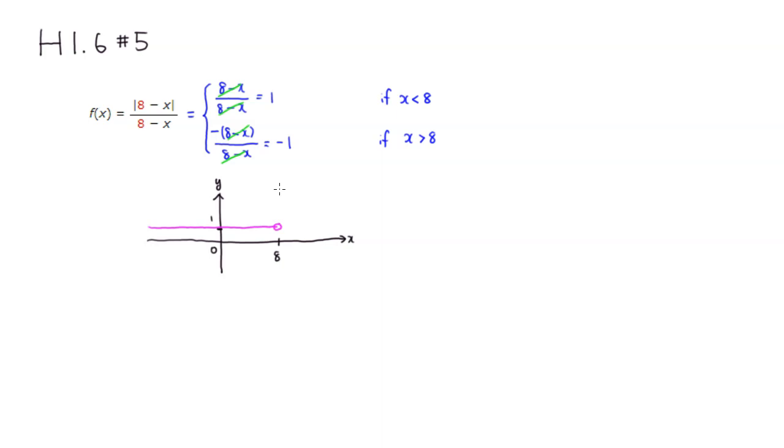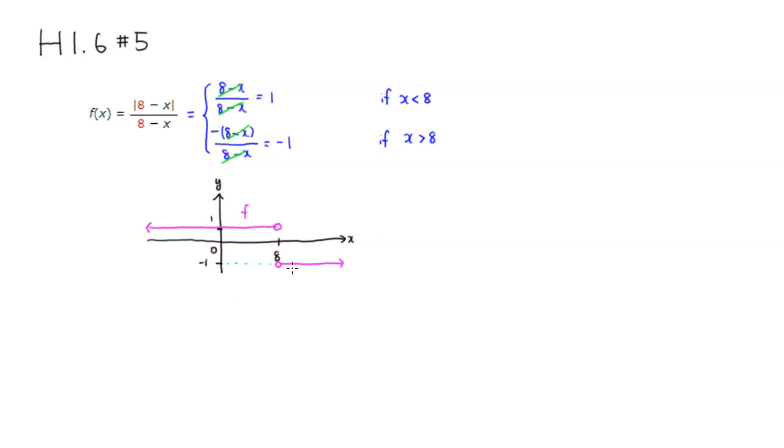After that, it's going to be negative 1. So you put the negative 1 right here, and it's going to start from right here, at 8, and then go straight to the right. So this is the graph of y equals f of x.